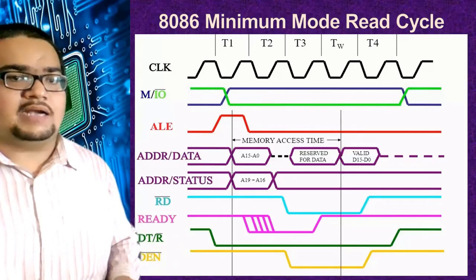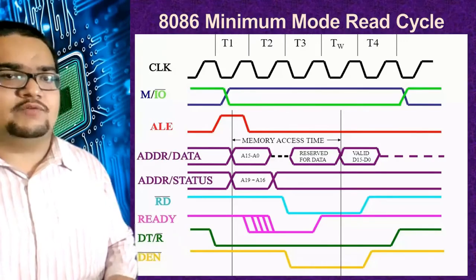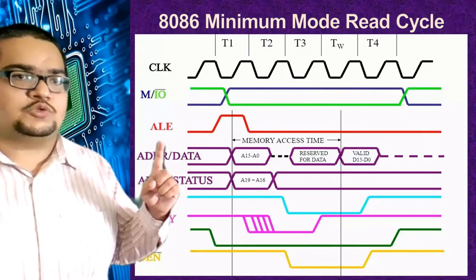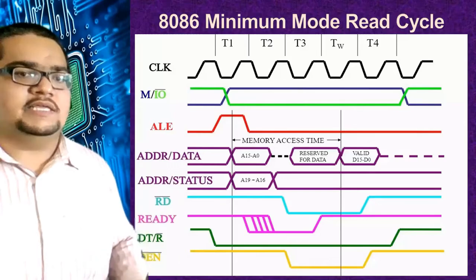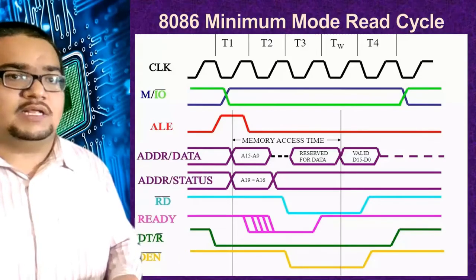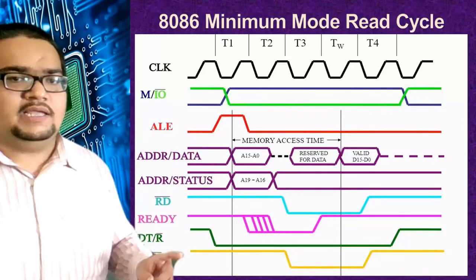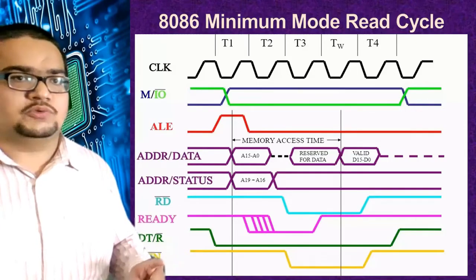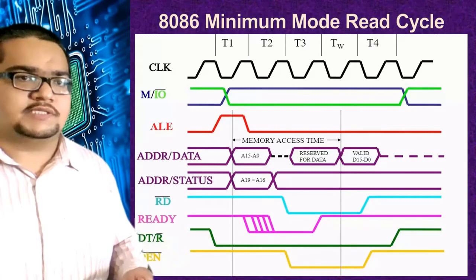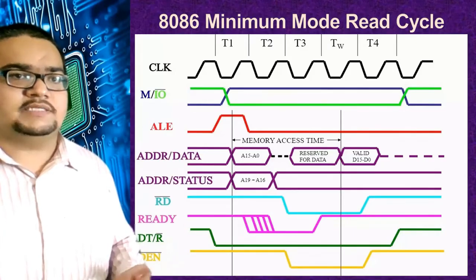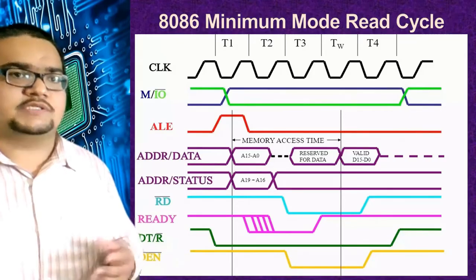Last one is DEN bar, data enable, and this is also active low. As ALE works for triggering the latches to switch on, this DEN bar acts as a trigger for the buffer to switch on, to accept the data input and provide the data output also in the required direction, whether the processor is reading, receiving, or the processor is sending and the peripherals are getting the data when the processor is transmitting, writing.